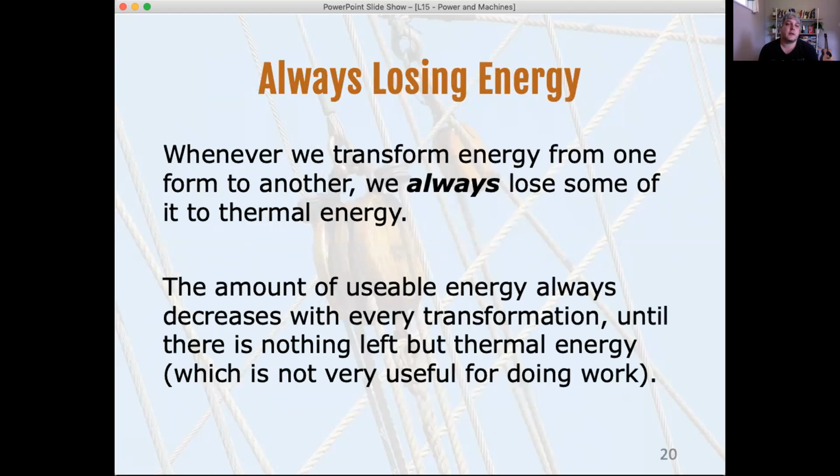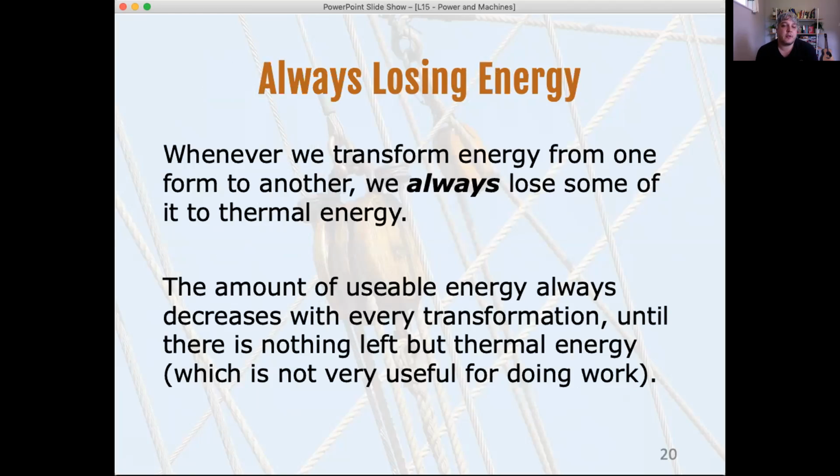Whenever we transform energy from one form to another, we always lose some of it to thermal energy, also to sound and occasionally light. But as I said, you can get machines that are very close to perfect efficiency. You cannot actually get one that's perfectly 100%. They can get close though.